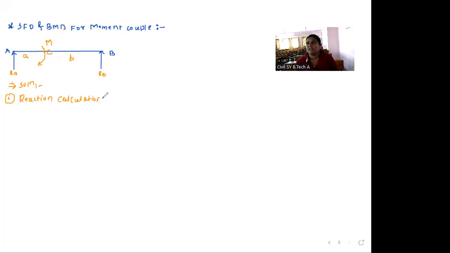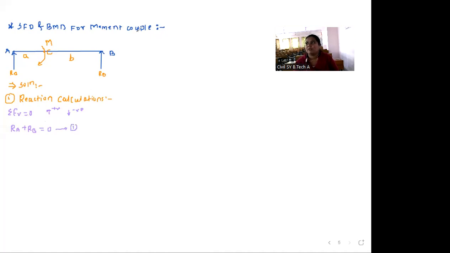Whenever we calculate reactions, the first step is summation FV equal to 0. Upward forces positive, downward forces negative. So RA and RB are going upward, so RA plus RB. Will this M be considered or not here? M is a moment, this is not a force. So only RA plus RB are the vertical forces. So RA plus RB is equal to 0. This is our equation 1.